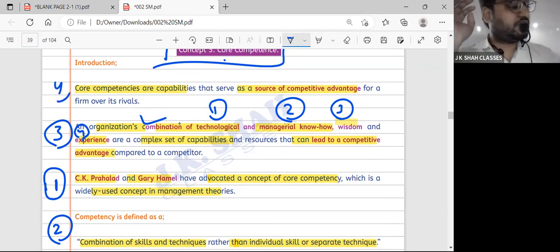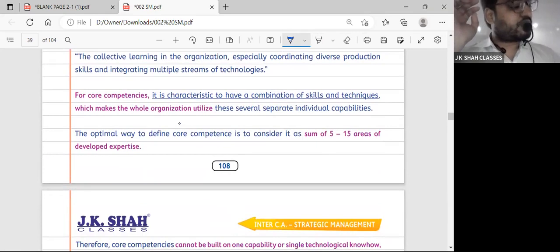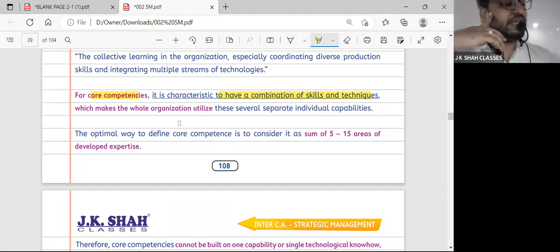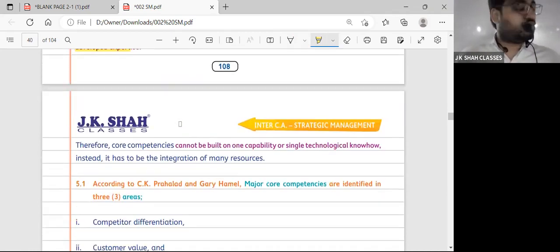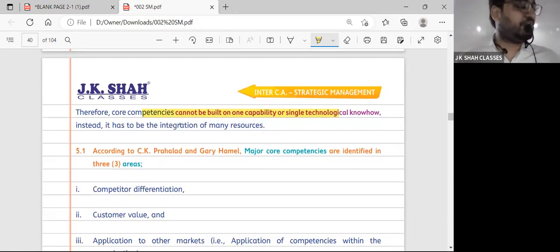Unique. Okay. Now, for competence, it is the characteristic to have a combination of skills and techniques. The optimal way to define core competence is to consider it as some 5 to 15 areas. As I told you, if you are good in one area, one particular skill, one particular domain, it's not good enough. Multiple areas, a combination should be there. So core competence cannot be built on one capability or single technological know-how. Whatever we said, it's confirmed here.